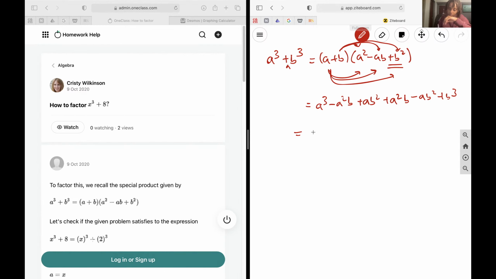Collect your like terms. This will become a cubed minus a squared b plus a squared b plus ab squared minus ab squared plus b cubed. Of course, these ones cancel, and it'll leave you with a cubed plus b cubed, showing that this relation is true.